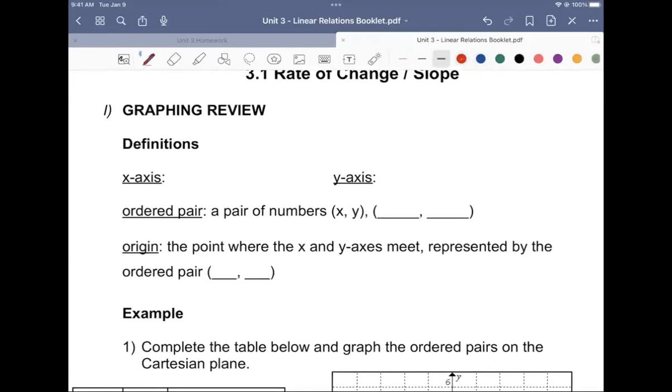Whenever we talk about rate of change is going to be one thing and slope is the other. They're both essentially the same as each other. We are always looking at rise over run. Rise is your y-axis, run is your x-axis.